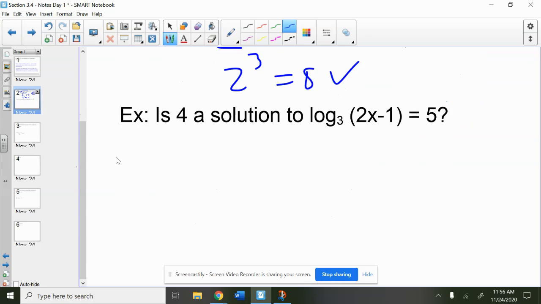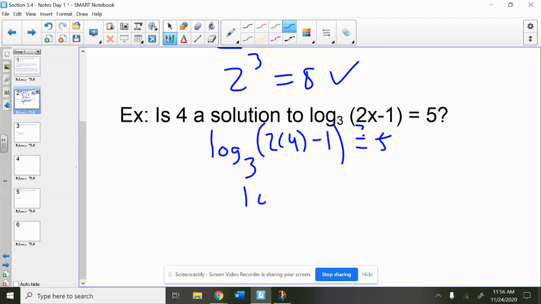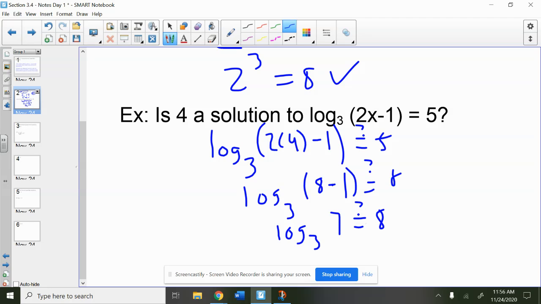It says, is 4 a solution to this: log base 3 of 2x minus 1 equal to 5? Same thing. I can do a log base 3, and when I plug this in, I'll get 2 times 4 minus 1, and ask, is that equal to 5? I'm going to simplify this: 2 times 4 would give you 8, and 8 minus 1 gives log base 3 of 7. Is that equal to 5? You could do a couple of calculations. You can use Desmos to do some of these too.